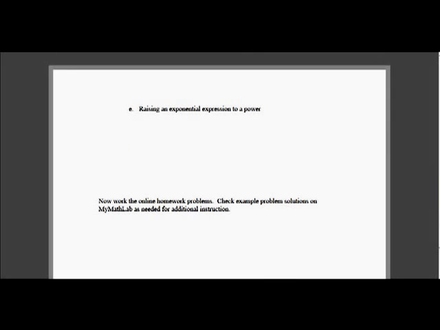The last property we will examine is the power rule. The power rule says to raise a power to a power, we raise the base to the power created by multiplying the exponents. That rule is stated this way: a to the m raised to the n power is a to the m times n power. 2 squared raised to the 3rd power is 2 to the 6th.